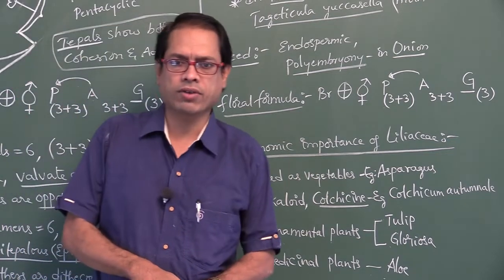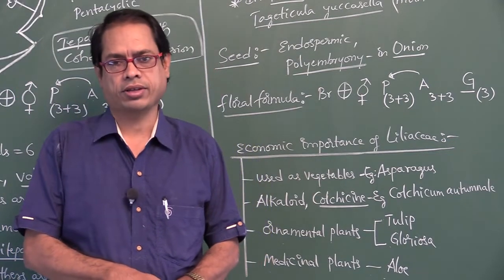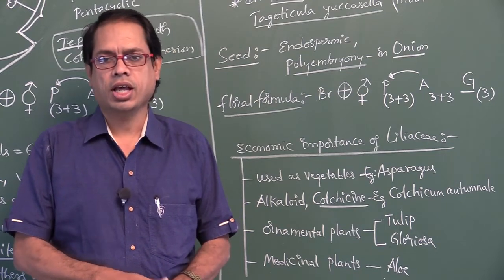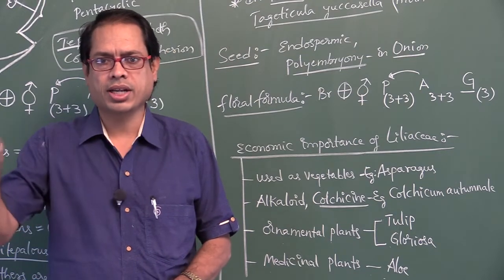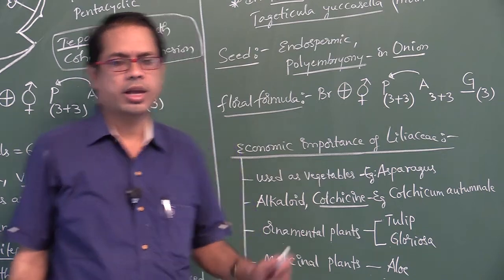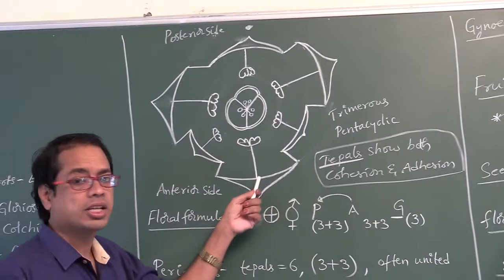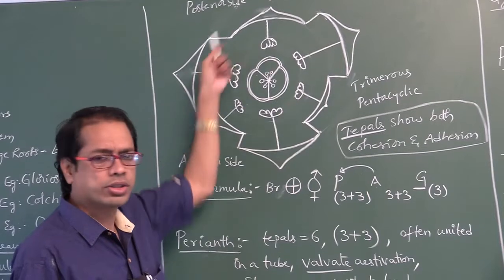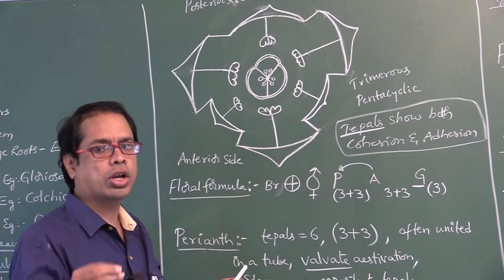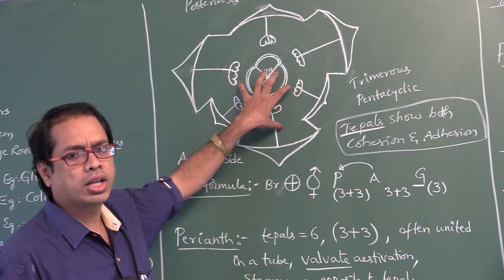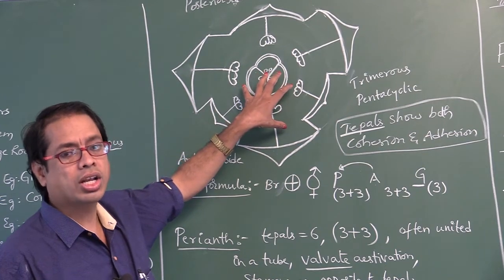Next one, what type of flowers? Actinomorphic, hypogynous flowers. Here no sepals, no petals, tepals are present. Tepals, how many? 6 tepals, arranged in how many whorls? 2 whorls. In each whorl how many tepals? 3. Stamens also, how many? 6. In each whorl 3.